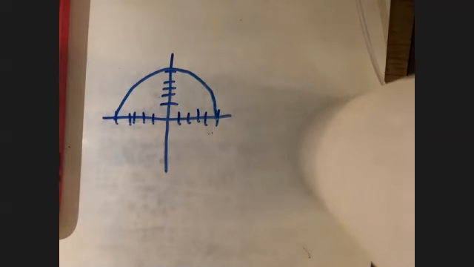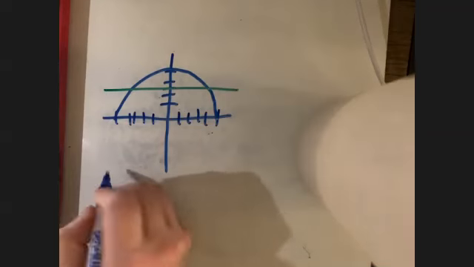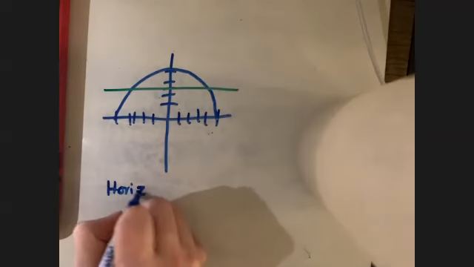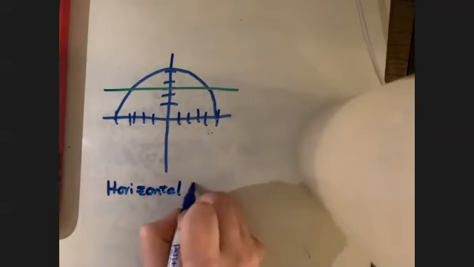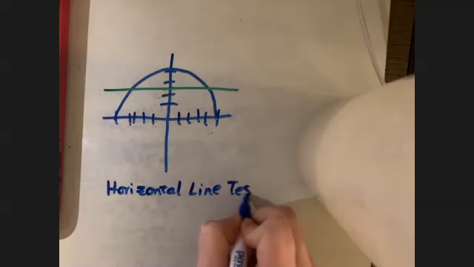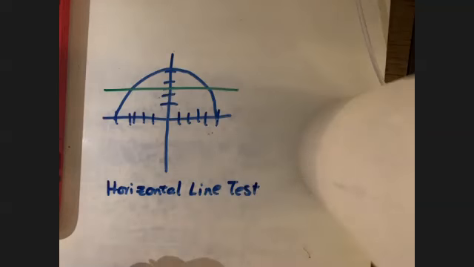Guys, that's a semicircle. And so one of the things that they will talk about is what's called a horizontal line test. Now, the horizontal line test works the same way as a vertical line test. It works in regard to that if it touches twice on a horizontal line, it fails.